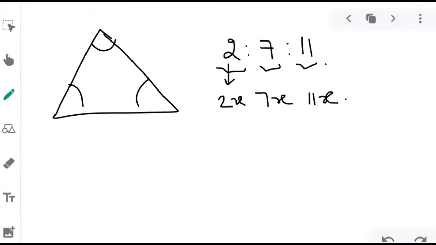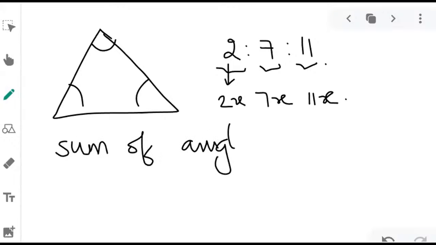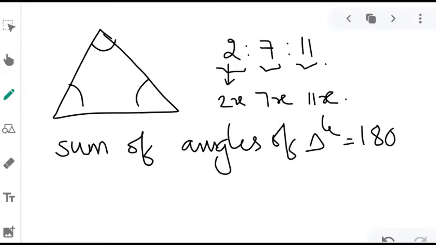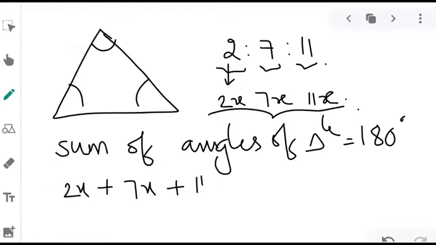The sum of all the interior angles of a triangle is equal to 180 degrees. So these are the three angles of my triangle: 2x plus 7x plus 11x is equal to 180. What is the value of x? x is equal to 9.